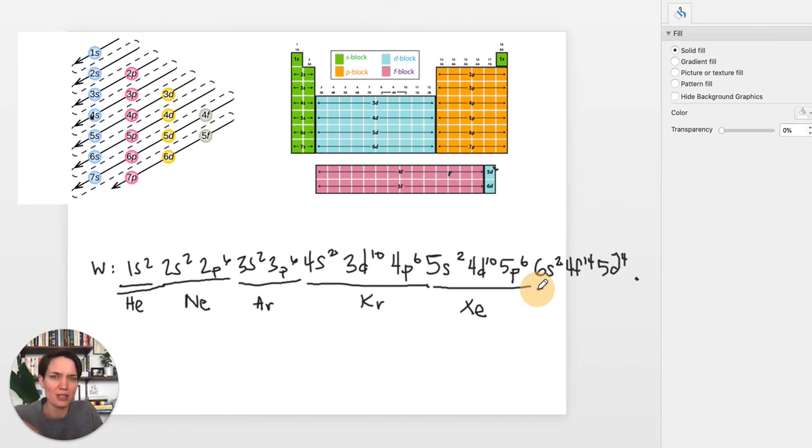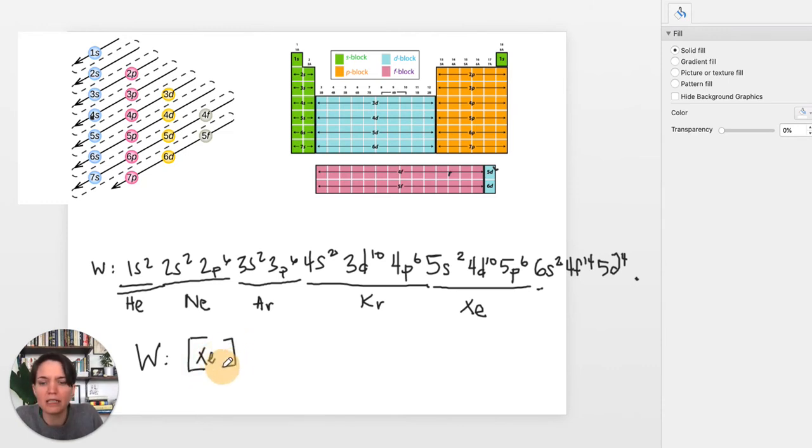Now, I'm going to show you the shortcut version. So the shortcut would be, okay, we want to talk about tungsten. All right, well, what's the preceding noble gas? So you look at tungsten, it is in row 1, 2, 3, 4, 5, 6. So I want to look at the noble gas in row 5, and that is xenon.